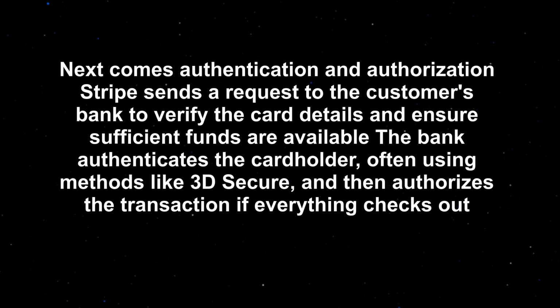Next comes authentication and authorization. Stripe sends a request to the customer's bank to verify the card details and ensure sufficient funds are available. The bank authenticates the cardholder, often using methods like 3D Secure, and then authorizes the transaction if everything checks out.